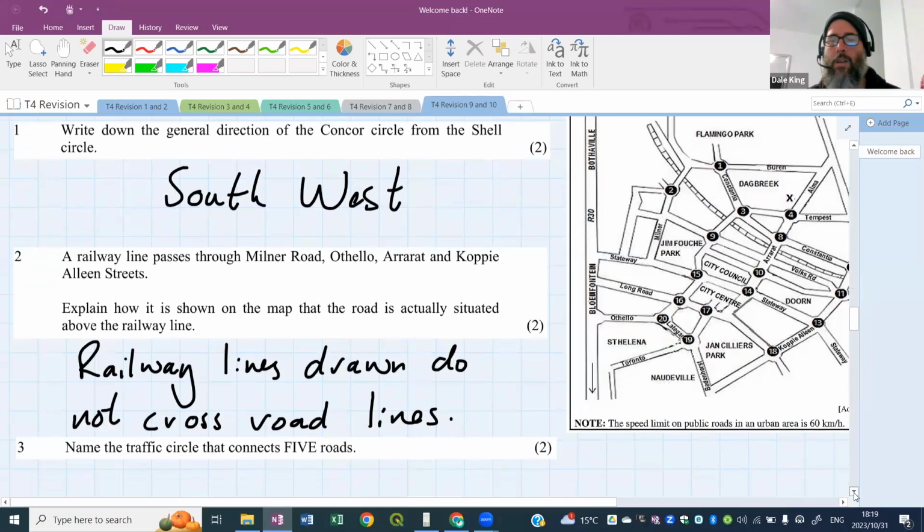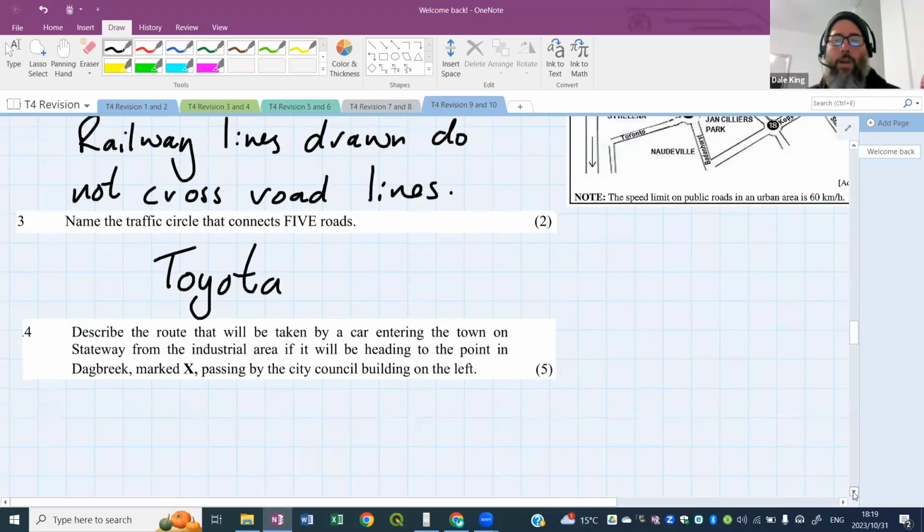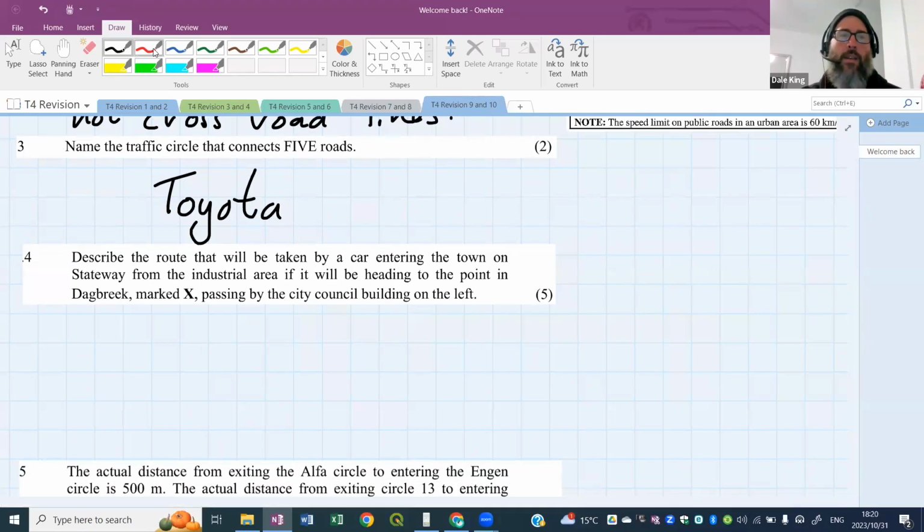They said name it. So you would have to go to the number on the key and give the name. So you would have to write Toyota for this to get your 2 marks. Okay. All right. Not too bad. Question number 4. Here we go. And you know it's coming, hey?